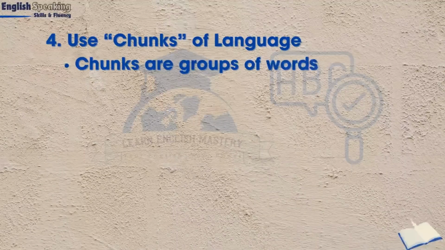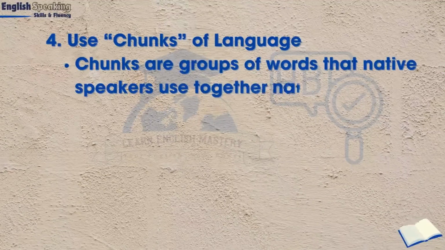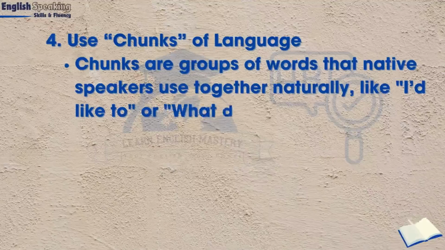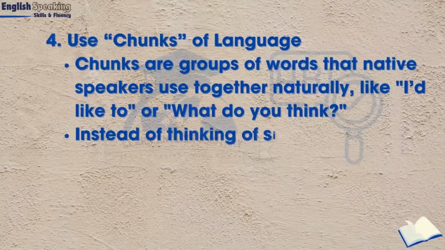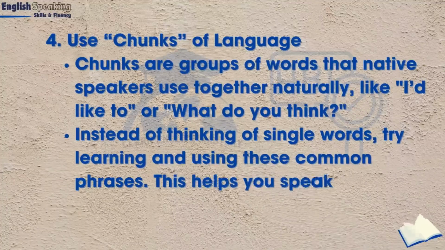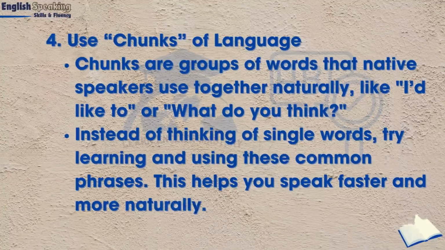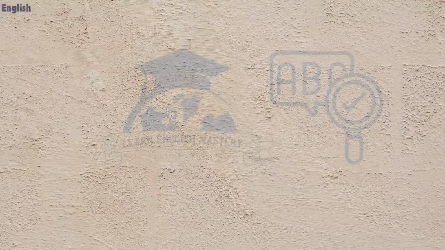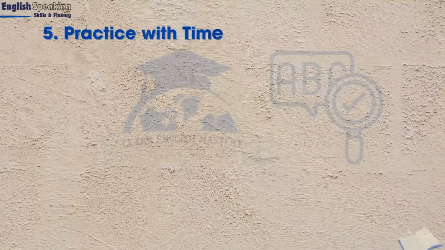Chunks are groups of words that native speakers use together naturally, like "I'd like to" or "What do you think?" Instead of thinking of single words, try learning and using these common phrases. This helps you speak faster and more naturally. 5. Practice with time pressure.